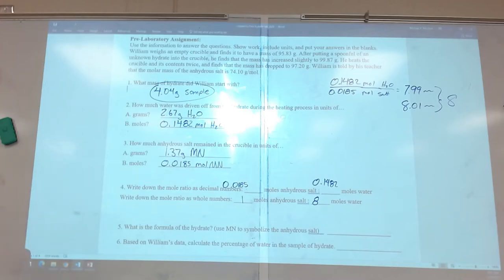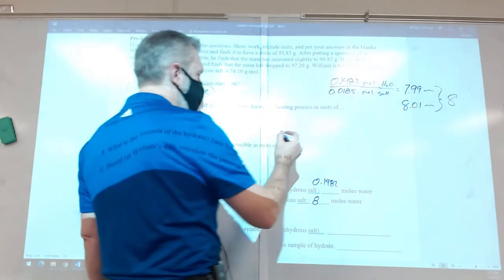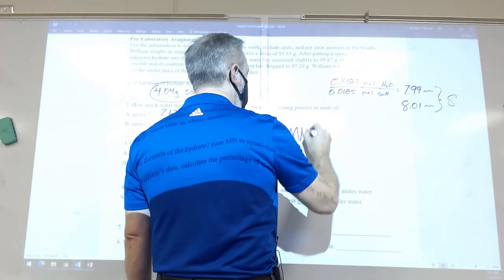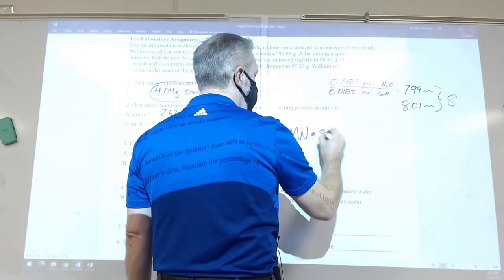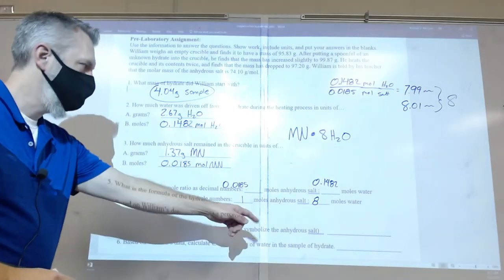So what is the formula using Mn to symbolize the anhydrous salt? What is the formula? Mn dot 8H2O. That should go right here.